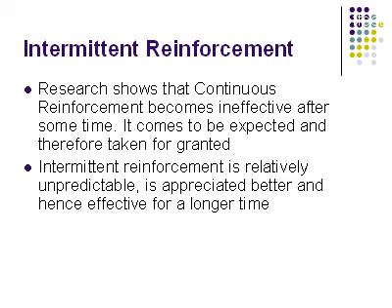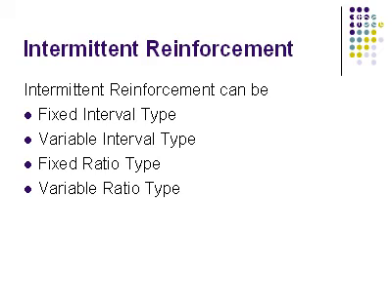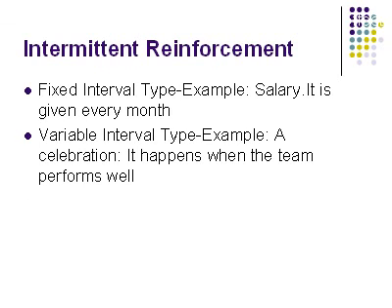Research shows that continuous reinforcement becomes ineffective after some time. It comes to be expected and therefore taken for granted. Intermittent reinforcement is relatively unpredictable, is appreciated better, and hence effective for a longer time. Intermittent reinforcement can be of four types: fixed interval type, variable interval type, fixed ratio type, and variable ratio type.